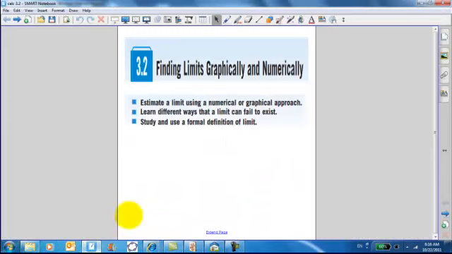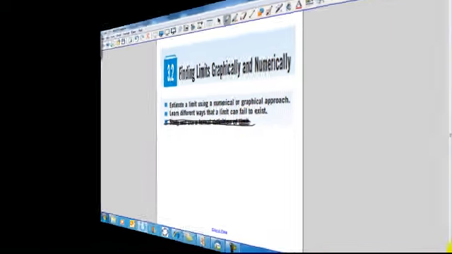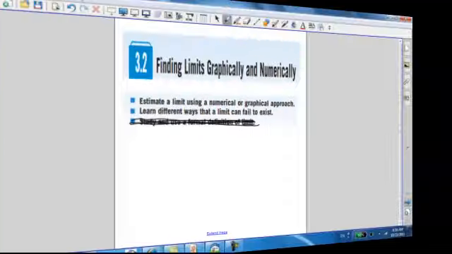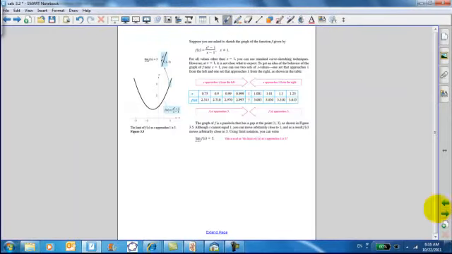Back to the chapter. Finding limits graphically and numerically. We're going to do that. We're not going to focus so much on just the formal definition. In the interest of time, we're just going to focus right now on sort of the visual idea of the limit.